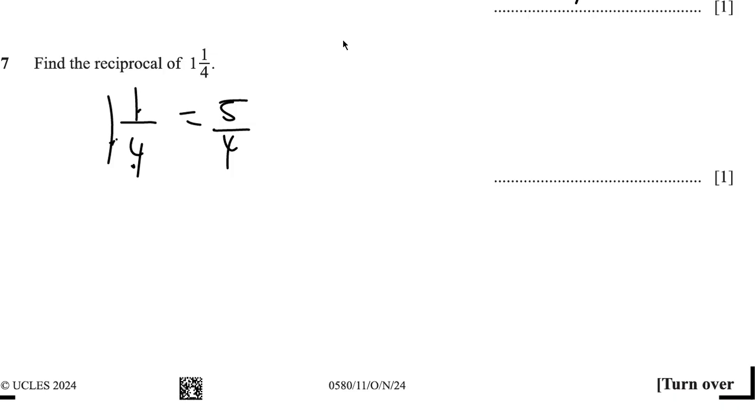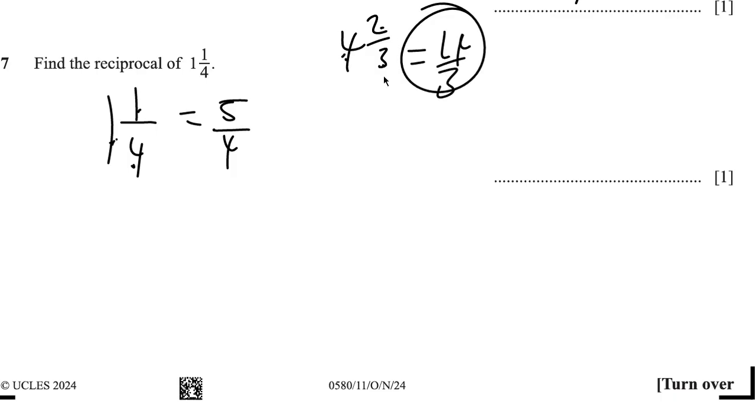Let's do another one. So let's say we have 4 whole 2 over 3. How are you going to do it? 3 times 4 is 12, right? 12 plus 2 is what? 14. That's going to be 14 over 3. I just want to be sure you get how to convert it.